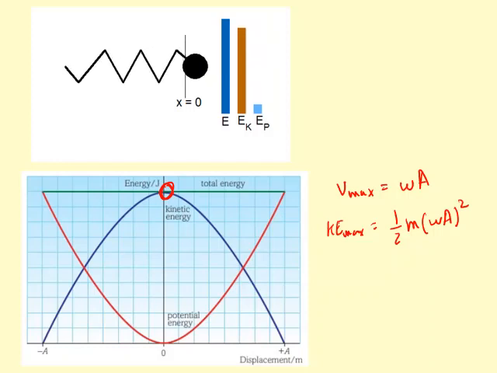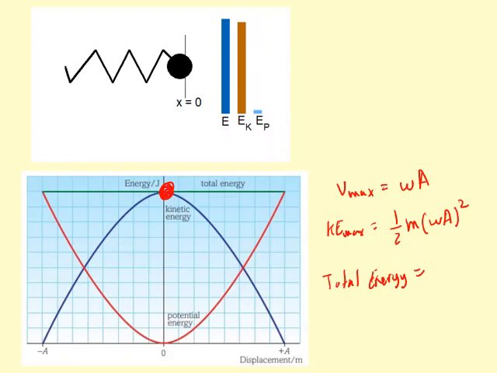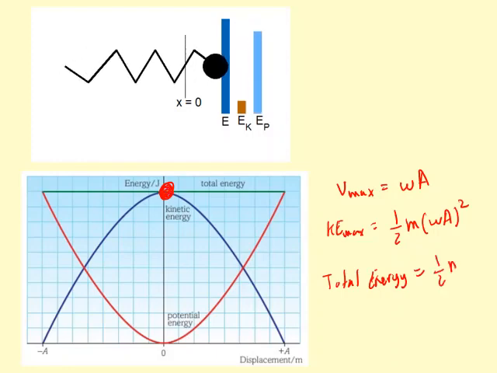Now this, of course, is going to equal the total energy, because at this point here, all the kinetic energy is the total energy. So it's half m omega squared A squared.